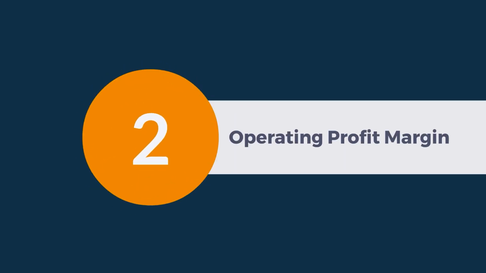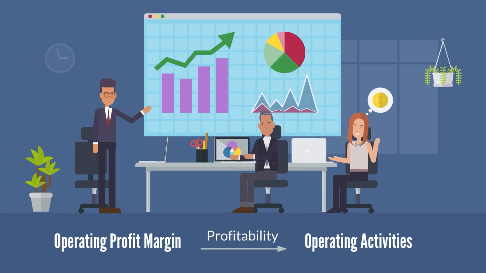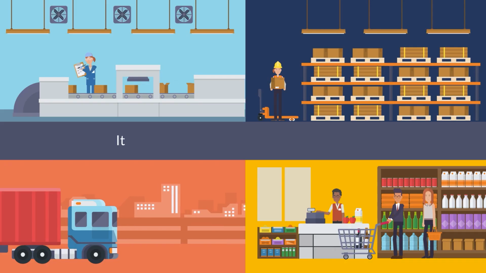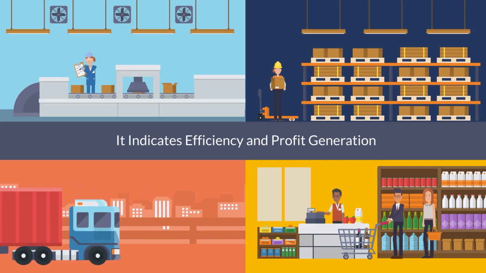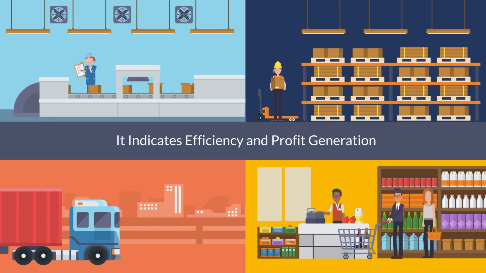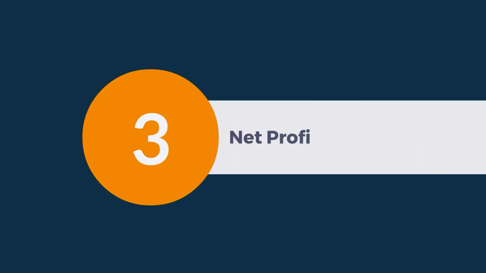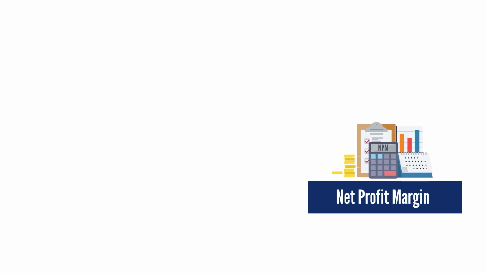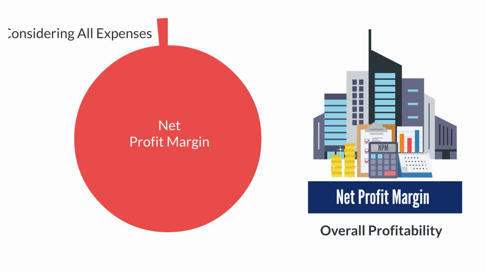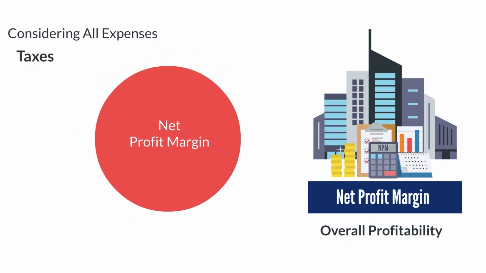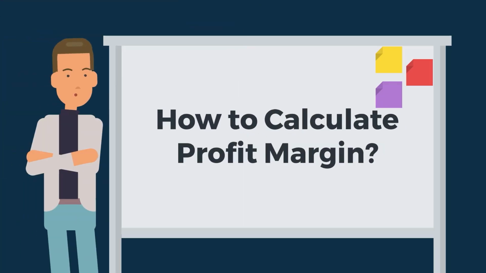Operating profit margin. Operating profit margin focuses on the profitability of a company's operating activities. It indicates how efficiently a company manages its operational expenses and generates profit before considering non-operational items such as taxes and interest. Net profit margin. Net profit margin represents the overall profitability of a company, taking into account all expenses, including taxes, interest, and other non-operating items.